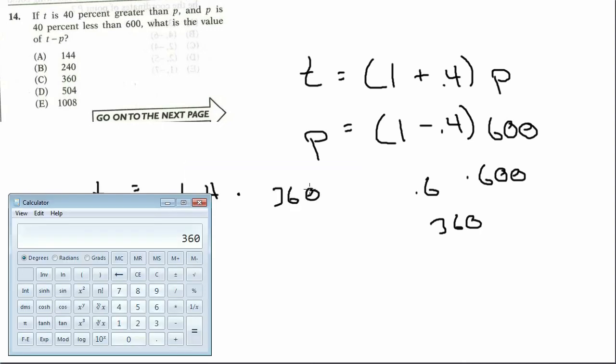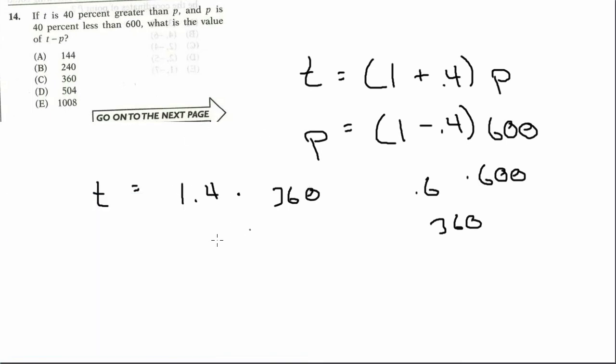Coming back to our trusty calculator, 1.4 times 360 equals 504, which is this answer right here.